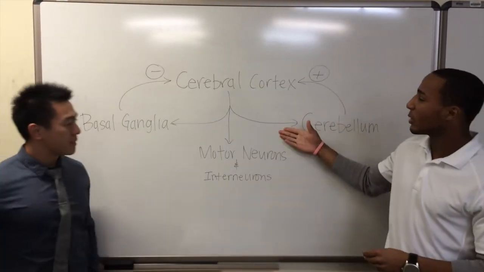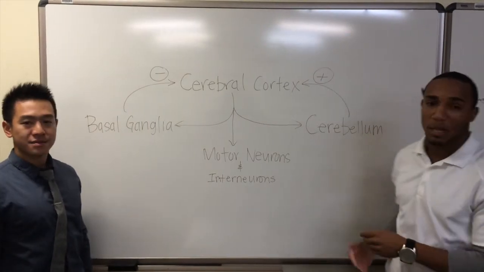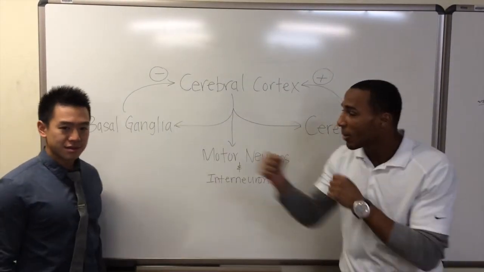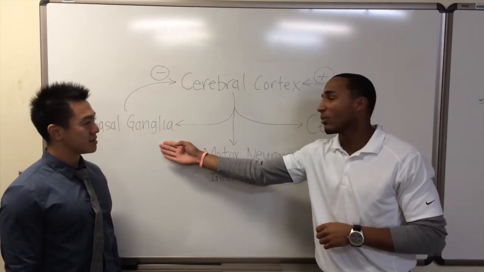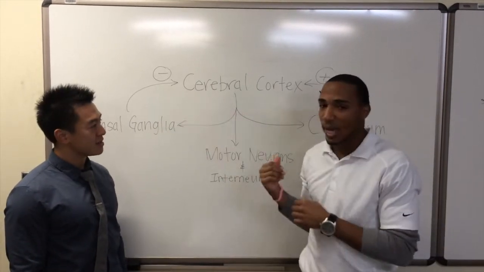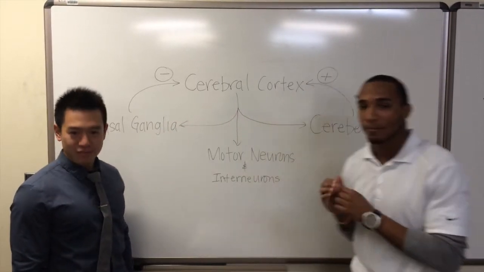Right, so to put this in simpler terms, the cerebellum is responsible for me initiating the actual punch, but the basal ganglia, again, is responsible for refined movement. It inhibits my actual hitting of his face.